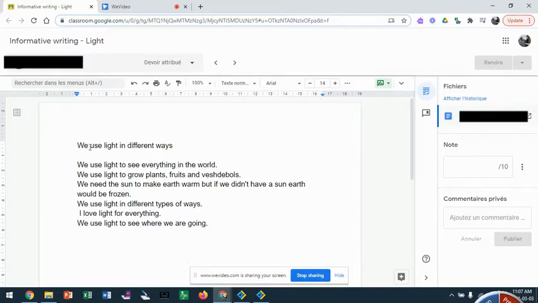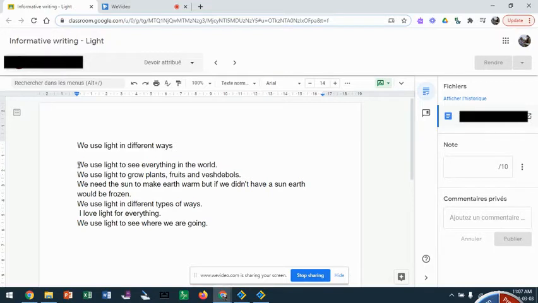I see a capital letter here. That's my first check. We use light in different ways. Hey, I'm missing a period right here. So I already know I have something to work on. I can't check this box just yet. Now, if this was my writing, I would just go ahead and add the period and then check the box. But because it's not, I'm just going to mention it, and Tanner's going to work on his own later. I'll keep going.